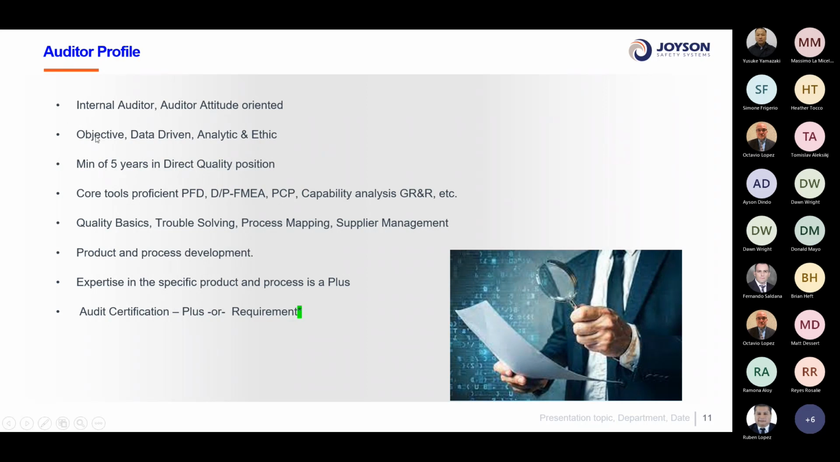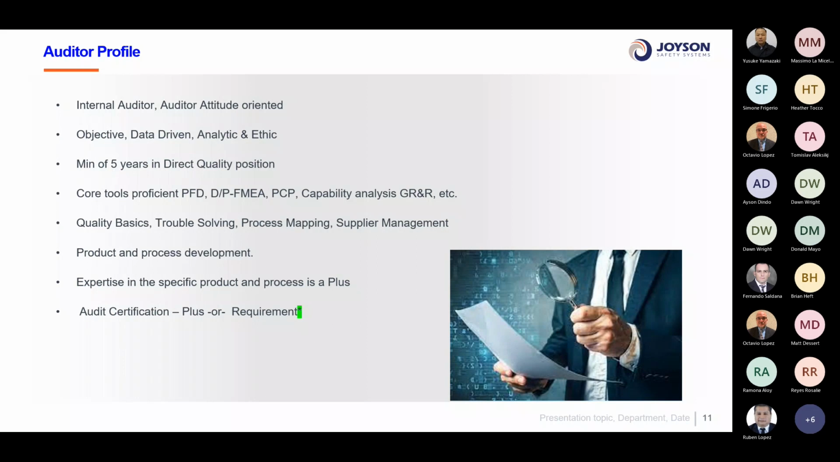What do we require from an auditor? We require from an auditor to be data driven, analytic, objective, and ethical. So they've got to stick to the procedures, stick to the process, and they've got to understand and be able to have a critical judgment of what we have or what we don't have. We ask for an ideal of 5 years minimum in a direct quality position, so the person can have the required background in auditing. We ideally require them to be proficient in core tools and core documents.